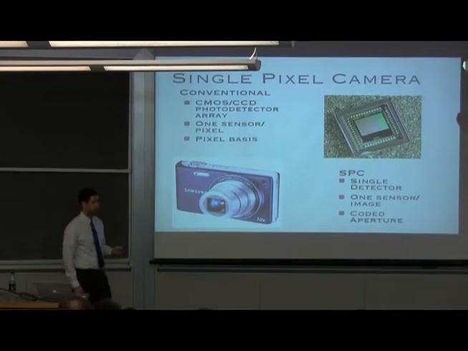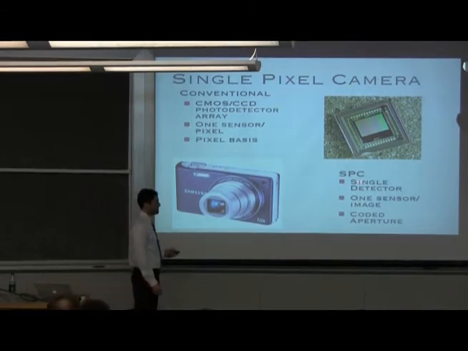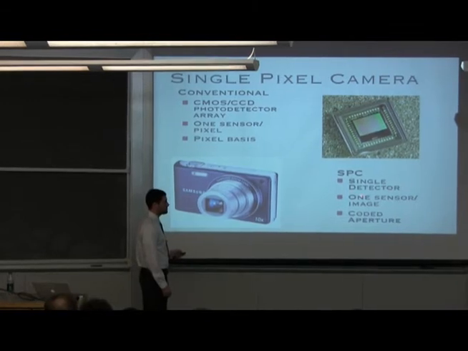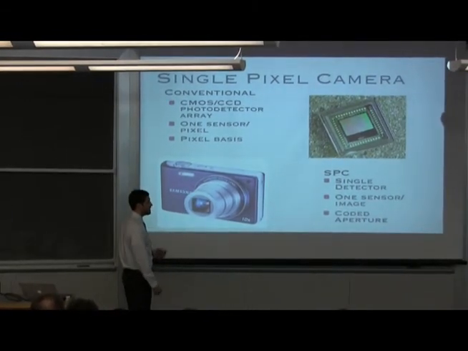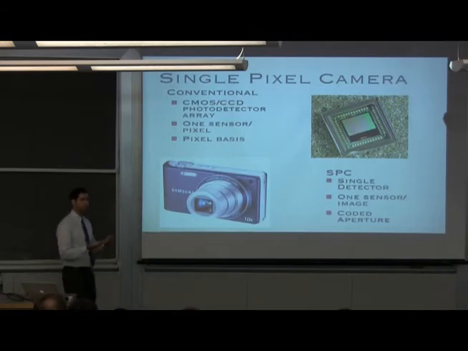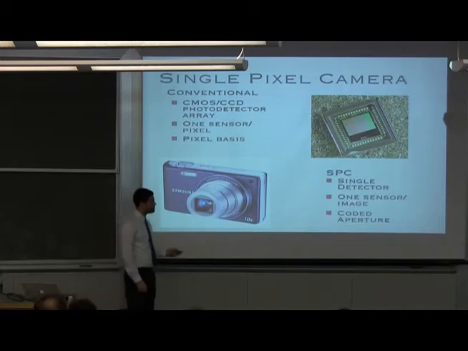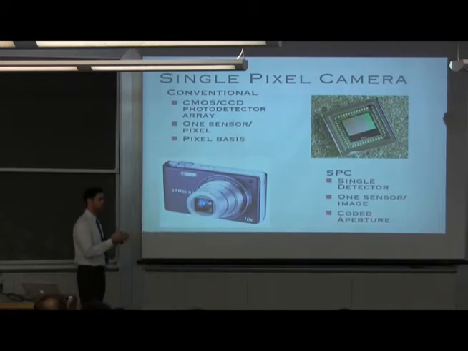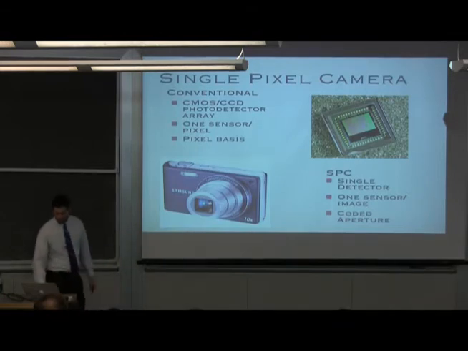A single pixel camera, on the other hand, only has one single detector. We have one single detector for the entire image, and every measurement that is acquired is going to be global in the sense that it encodes information about the entire image. The way that we accomplish this is using what's called a coded aperture, which in some sense muddles information from different parts of the image and allows us to acquire this global information with a single detector.